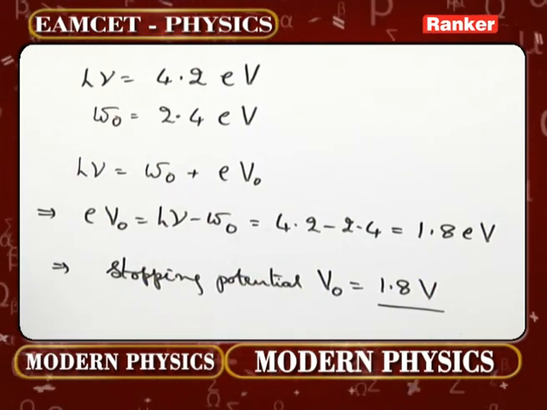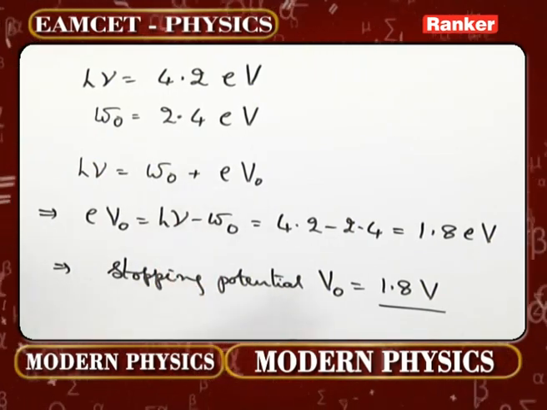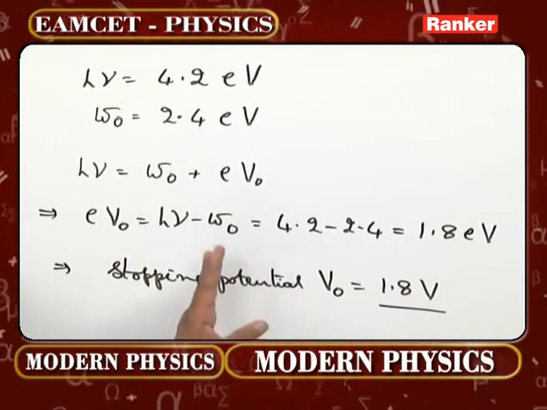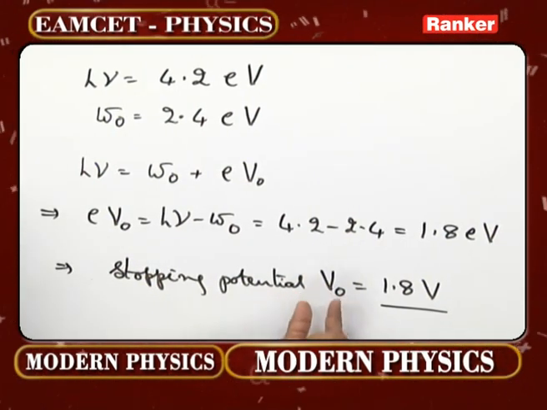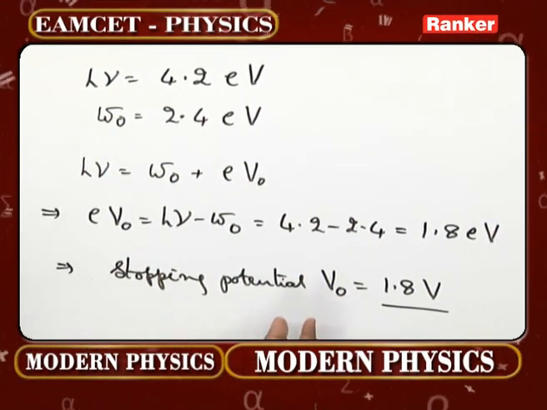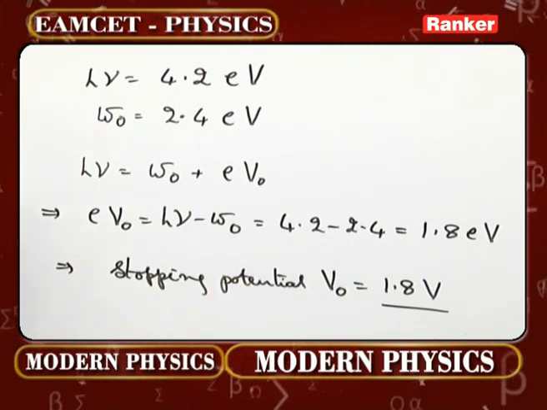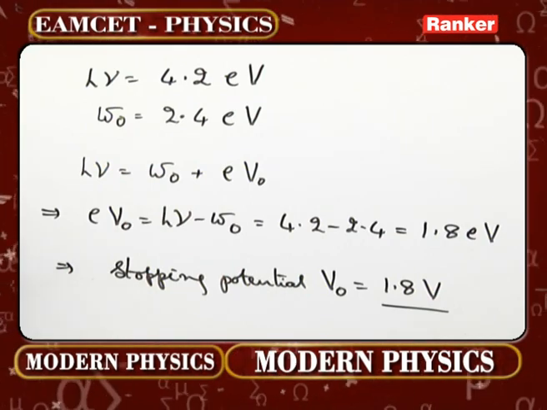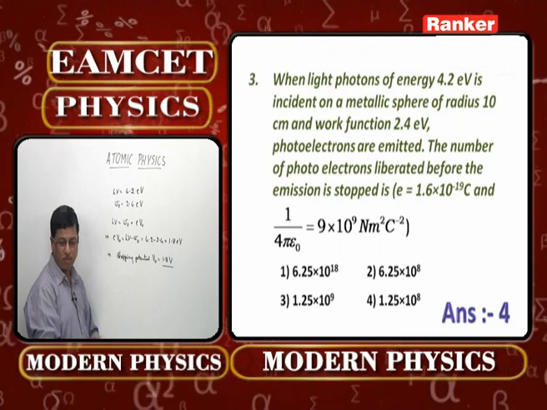At this potential, what is observed? The photoelectric emission automatically will be stopped. No photoelectron is going to be emitted from the photocathode after reaching this particular potential, which is called the stopping potential. But his answer is not this. His question is not at all this one. He is asking you the number of photoelectrons liberated before the emission is stopped.